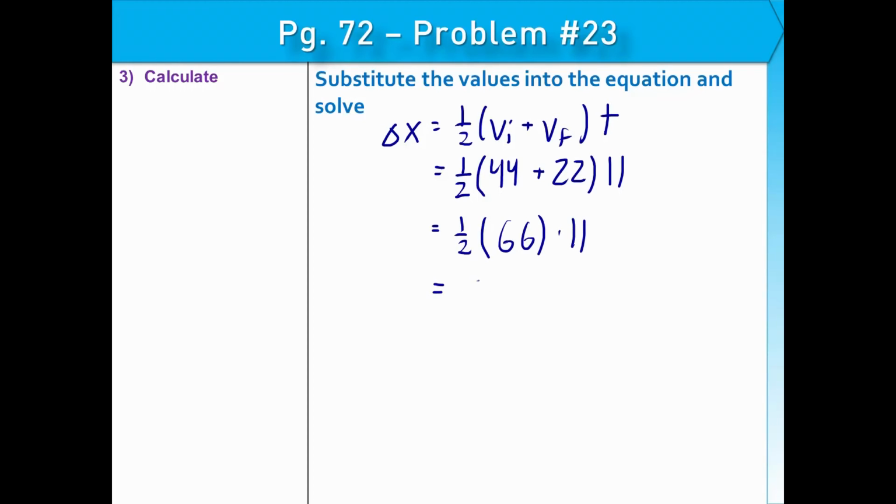Let's go ahead and multiply 1/2 times 66. That turns out to be 33 times 11. And multiplying 33 times 11, that's 363 meters.